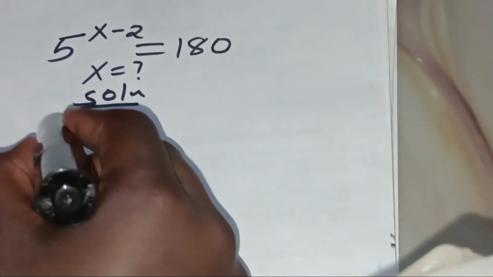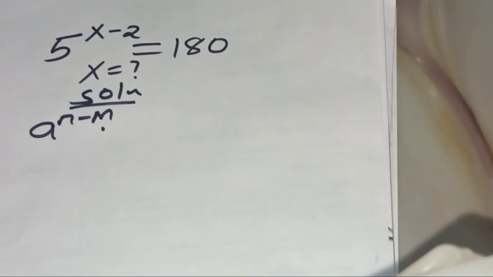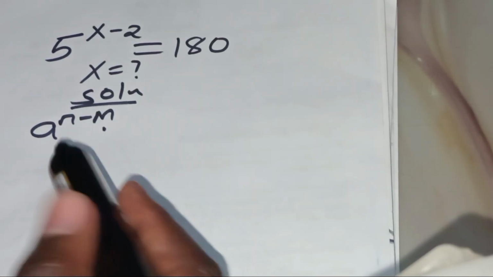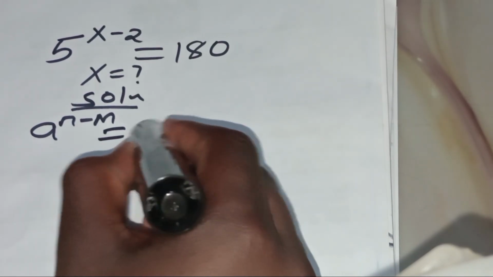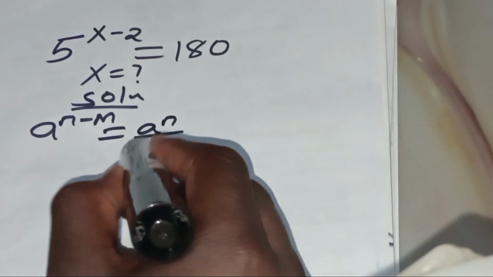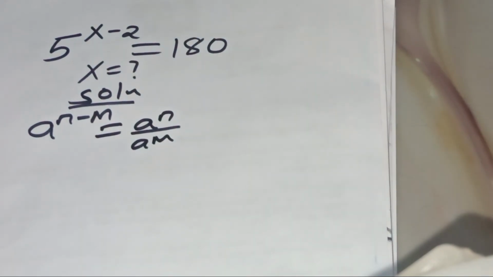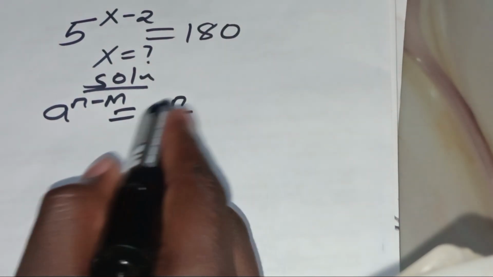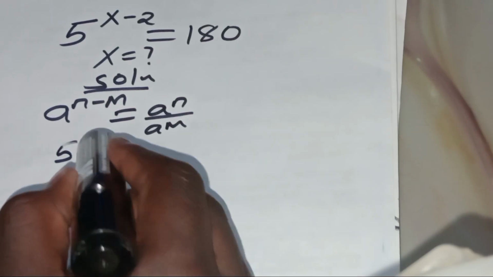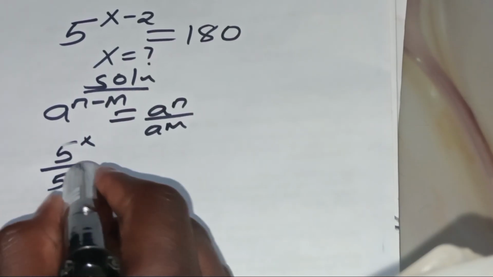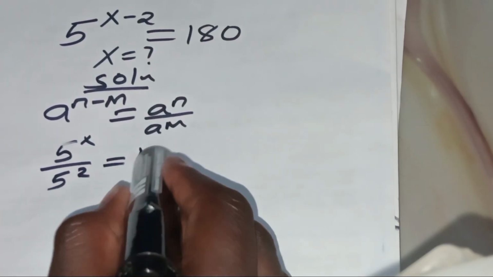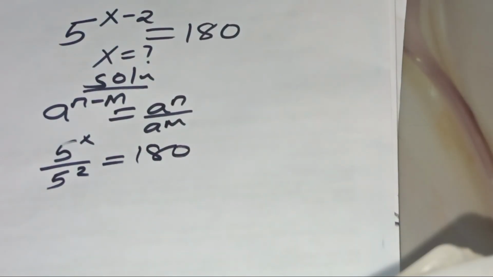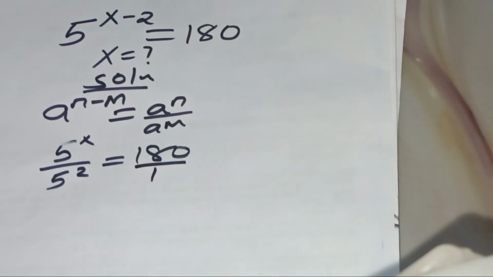This is in the form of a to the power n. Now, 5 to the power x minus 2, this is in the form of a to the power n minus m, which we can express as a to the power n divided by a to the power m. Applying this property, we will have 5 to the power x divided by 5 to the power 2, which is equal to 180. But 180 is a whole number, so this is over 1.